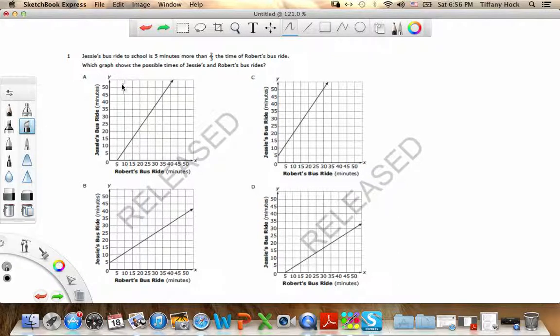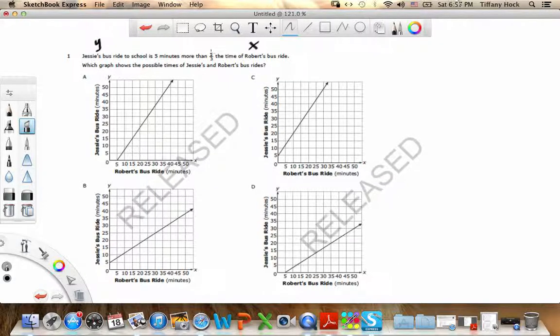So for question one, it says Jesse's bus ride to school is 5 minutes more than 2/3 the time of Robert's bus ride. If we think about these as variables, we're comparing Jesse's bus ride to Robert's bus ride. We're going to let Robert be our X, and Jesse's bus ride is our Y, which is why they've got Robert's bus ride on the X-axis and Jesse's on the Y-axis.